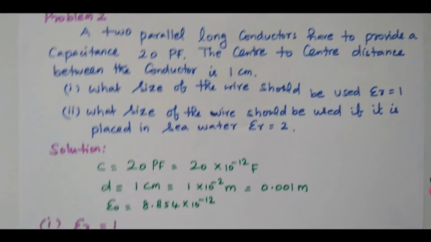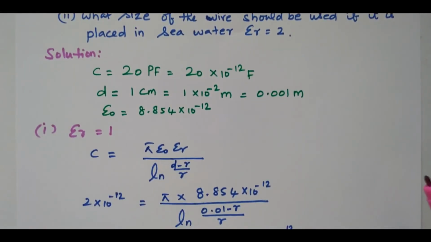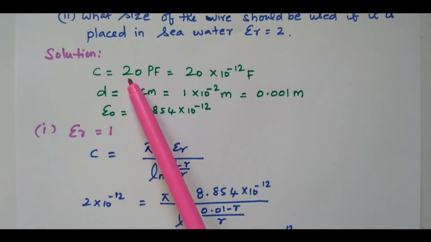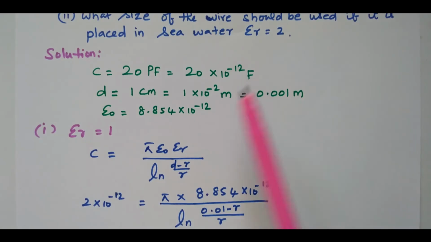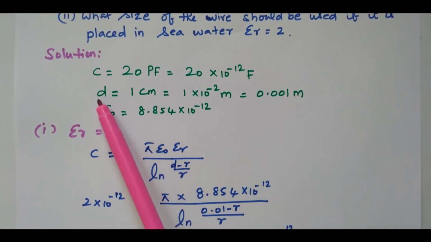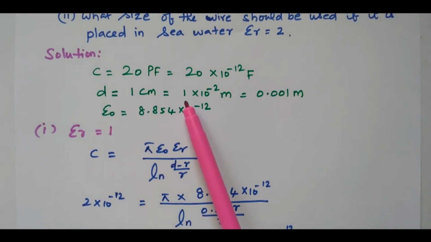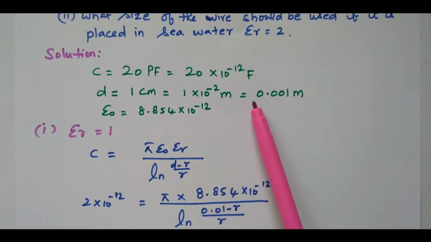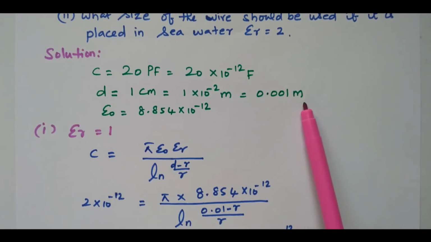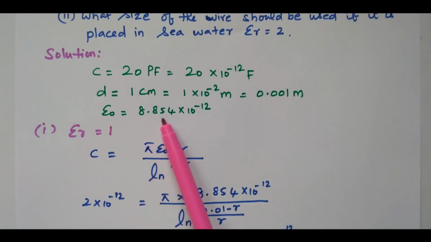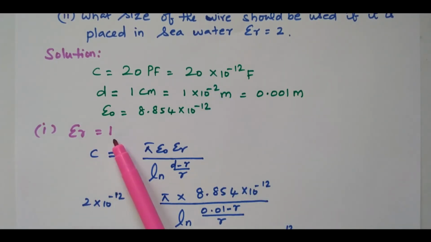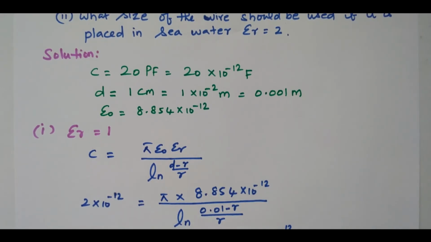Right? So first we will write the data. We have the capacitance value 20 picofarad, which means 20 into 10 to the power minus 12 farad. The center to center distance is available, 1 centimeter, which means 1 into 10 to the power minus 2 meter, that is 0.01 meter. Then epsilon naught is the constant 8.854 into 10 to the power minus 12. So these are all the data available. First we will consider the first case, epsilon r equals 1, right? What is the formula?